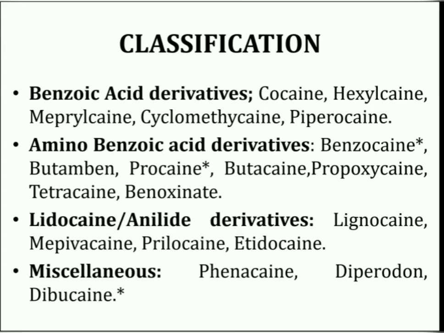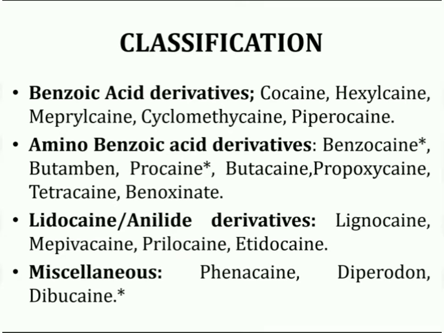Second category is of amino-benzoic acid derivatives. Drugs in this category are benzocaine, butamben, procaine, butacaine, propoxycaine, tetracaine, and benoxinate. Third one is lidocaine or anilide derivatives. It includes lignocaine, mepivacaine, prilocaine, and etidocaine. Last category is of miscellaneous agents. This category includes phenacaine, diperodon, and dibucaine.